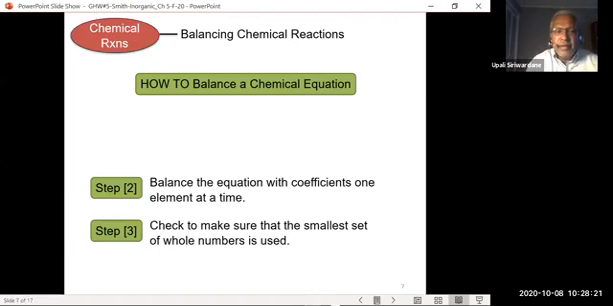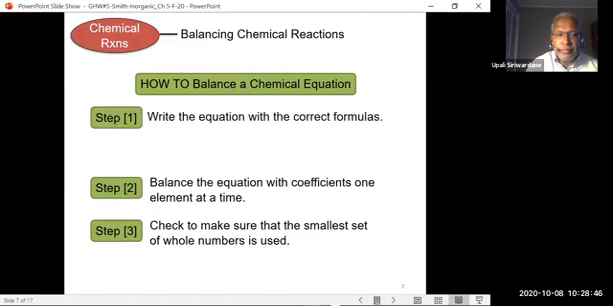How to balance the chemical equation? Balance the equation with coefficient, one element at a time. I did that for carbon and hydrogen. Check to make sure that the smallest set of whole numbers is used. So whole numbers, because of that, with 13 over 2, we had to multiply the whole equation by 2.